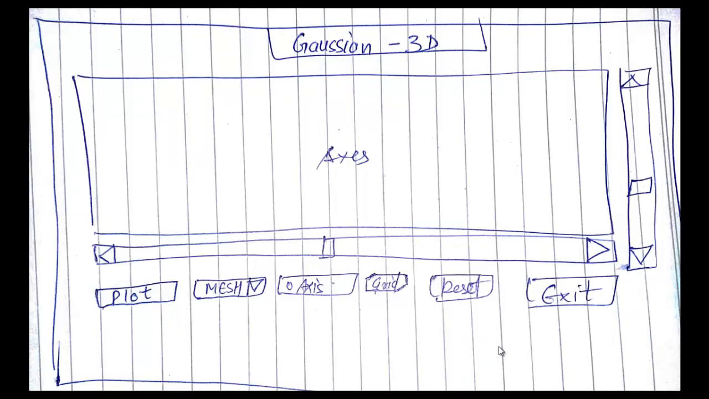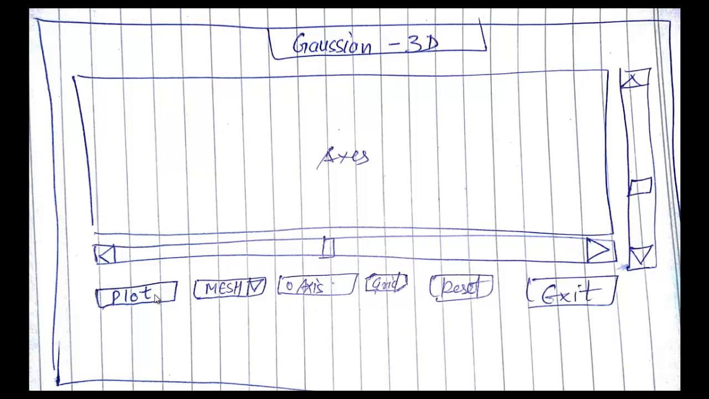This is the GUI we are going to create in Matlab, and I have drawn it on rough paper. This is the Gaussian 3D title. Next is your axis, where we will plot the graph, and these are the sliders. This slider is for rotation in the x-axis, and this one is for rotation in the y-axis. And the plot button is a push button.